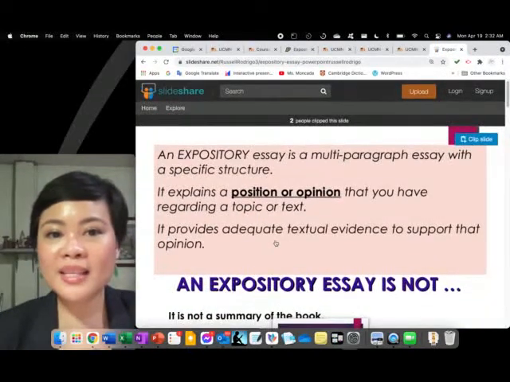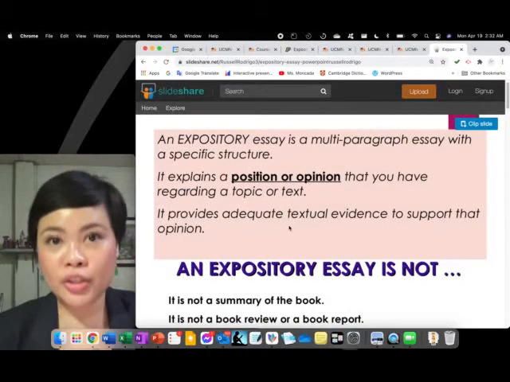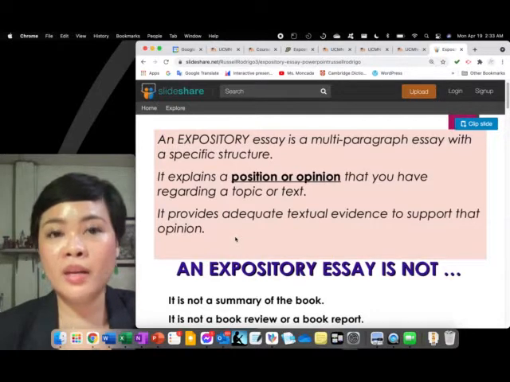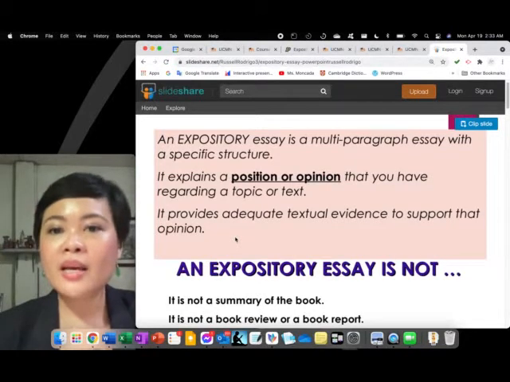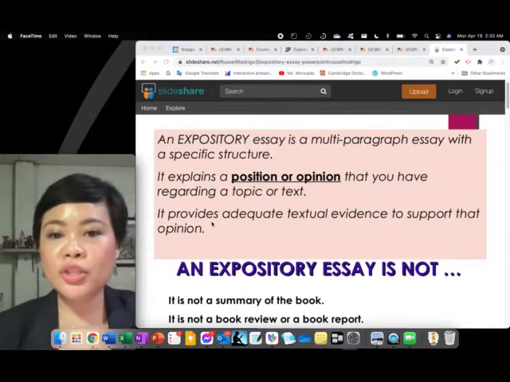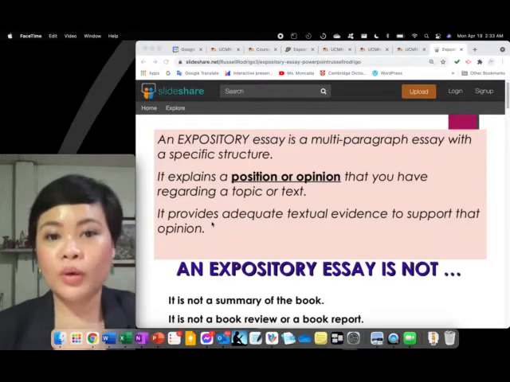So let's talk about the structure, all right? It has a specific structure, but mainly it should have a position or an opinion. So the structure of an expository essay should center around a position or an opinion, okay? This position or opinion should be given in a thesis statement. This will be explained later on as well. All right, so your essay should be structured in a way that you will be able to give textual evidence to support your topic.